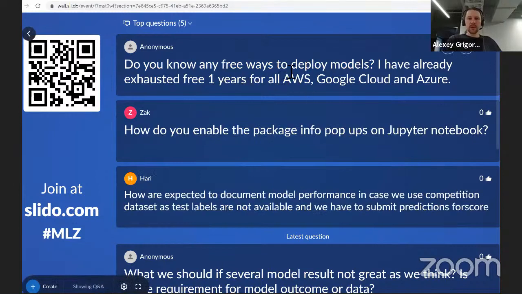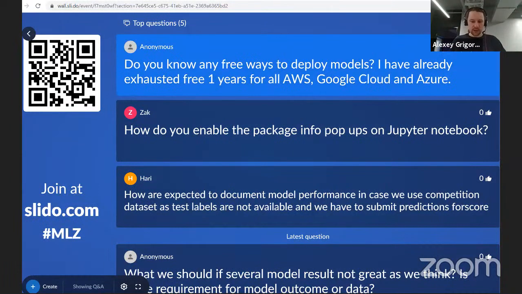Do you know any free ways to deploy models? I just showed you Python Anywhere, and Heroku is also free. And for AWS, you can just create a new account and get another free year. Although for that, maybe you'll need a different credit card. But I don't know.